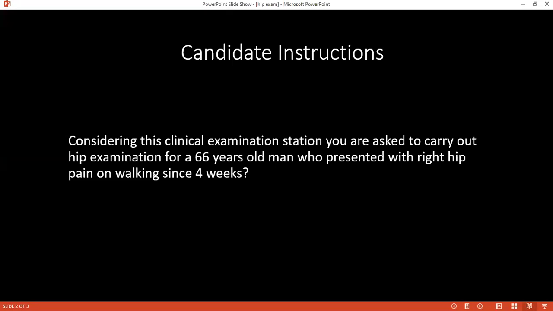Right, so if you have read and understood considering a clinical examination station, kindly please begin.